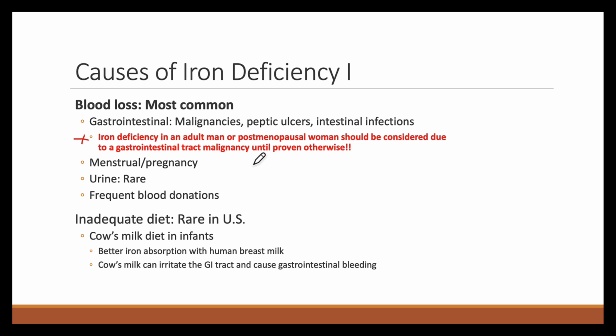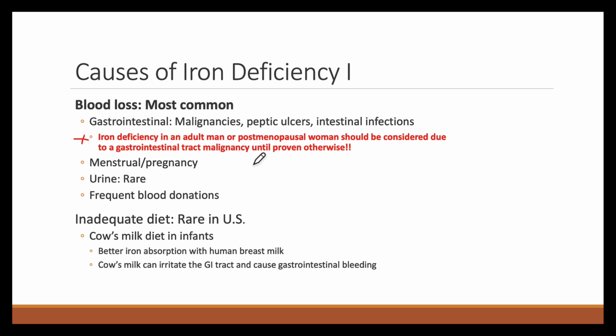Menstrual and pregnancy blood loss is common, especially in women of childbearing age. So it's very important to get a thorough menstrual history. Urinary blood loss is super rare. Frequent blood donations: this is certainly not to discourage anyone from donating blood, but donating frequently can be a source of iron loss if it's not supplemented.